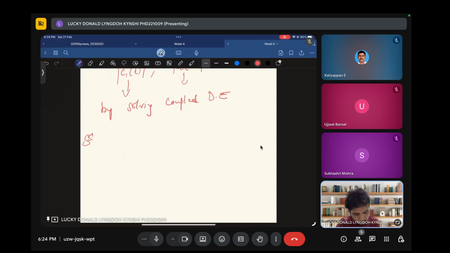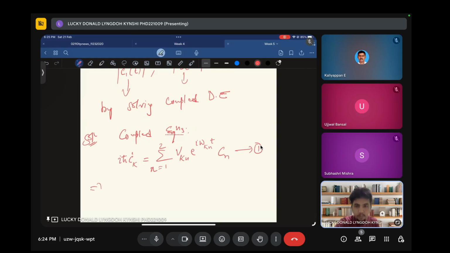Now, first of all, to solve any problem, you have to first write the coupled equations. The coupled equation is given by i h cross ck dot, which is the general equation, equal to the summation over n. Since in this case it consists of two terms, you will get n from 1 to 2 of Vkn e to the power of i omega kn t cn. This is your general equation, so now we can use it to find c1 and c2.